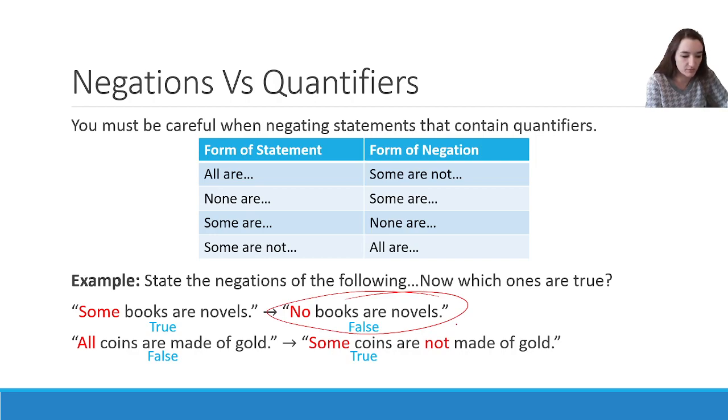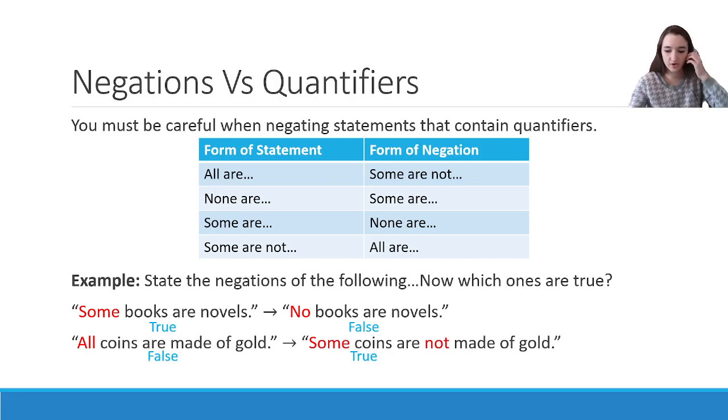And we can make the same argument for the coins ones. If I had said no coins are made of gold, that would still be a false statement, right? Because there are gold coins out there. So it wouldn't be the opposite truth value. And then if I said some coins are not made of gold, yes, that would be true, but it doesn't feel like the opposite of what I said before. So there we are.